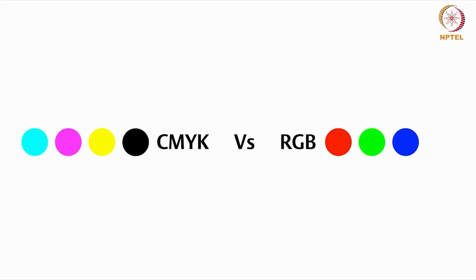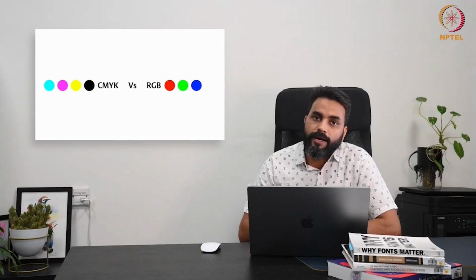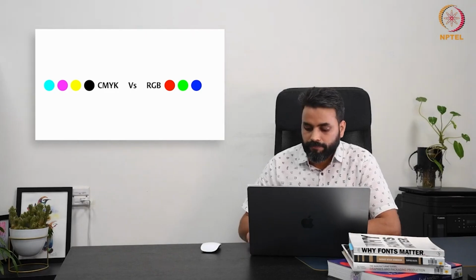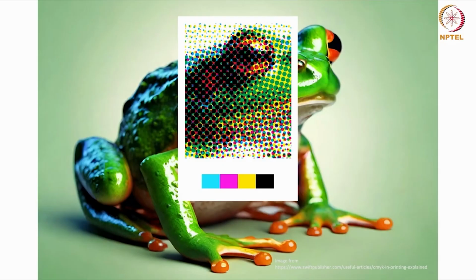If you look into RGB, which is red, green and blue, this process combines light in an additive process to create colors. It starts with black and adds light to form hues suitable for digital screens. As visible on the screen, if you look at how CMYK works, CMYK uses tiny dots of cyan, magenta, yellow and black ink to create full color images.